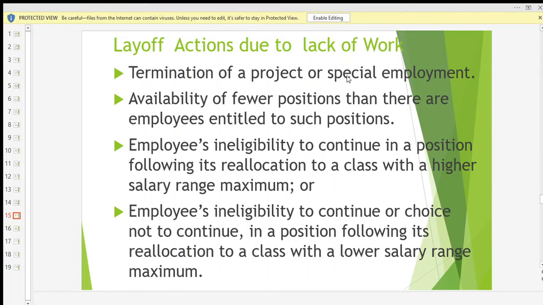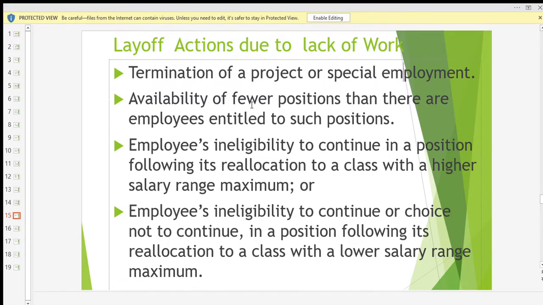Layoffs can happen due to lack of work. They can lay off employees because the organization has no work for them. For example, termination of a project or special employment. When the organization has been working on a particular project and that project gets terminated, they will have to lay off some workers. Those workers have been working on a particular project for the organization, and the project is terminated or it comes to an end. Even those employees have to be laid off.